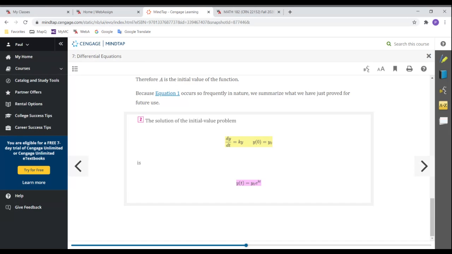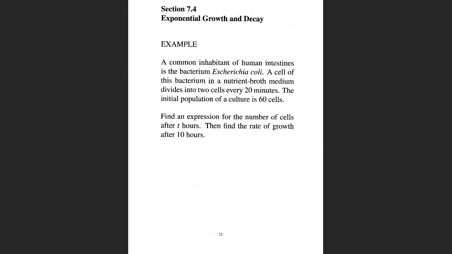All right, well, let me go ahead and bring up an example here. Let's do an example. Okay, so here is an example. I want to give you a little time to copy this example down, and then we're going to solve this example.